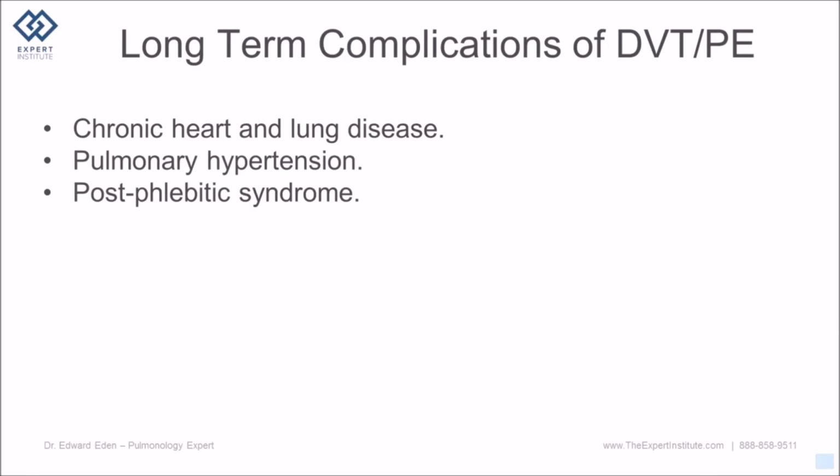Remember also that complications of DVT and pulmonary embolus include chronic heart and lung disease, a condition called pulmonary hypertension, which puts a strain on the heart, and post-phlebitic syndrome of the leg veins, which can cause ulcers and chronic disability.